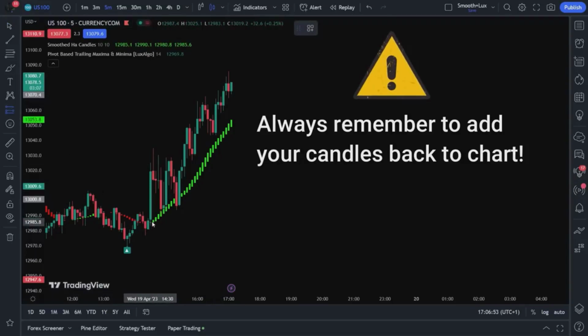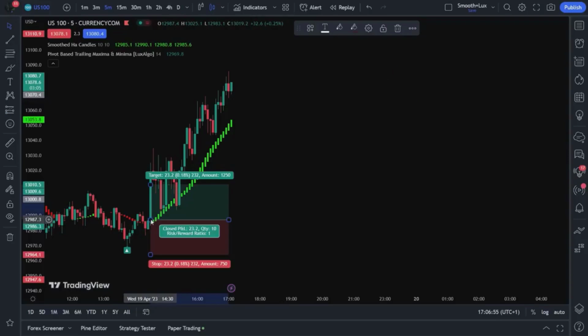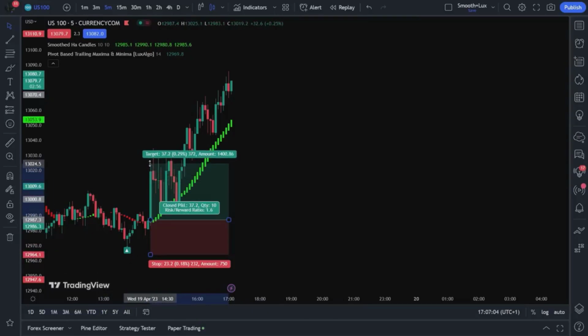take a long position. We enter as soon as the Heiken Ashy Candles have turned green, and we set our stop loss at the pivot point that was previously given, like so. For this strategy, we are targeting a risk-to-reward ratio of 1 to 1.5.